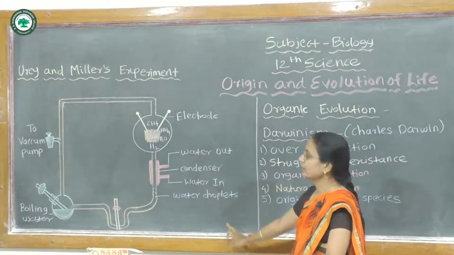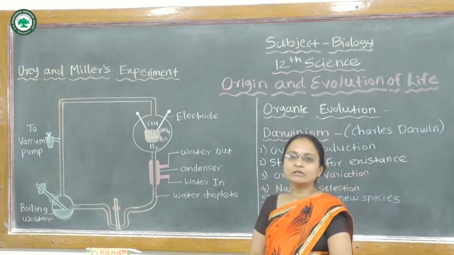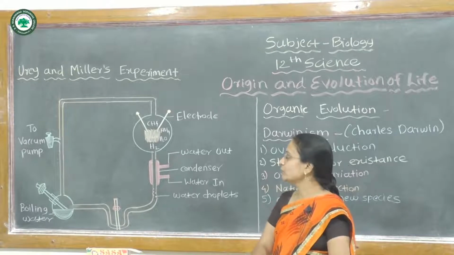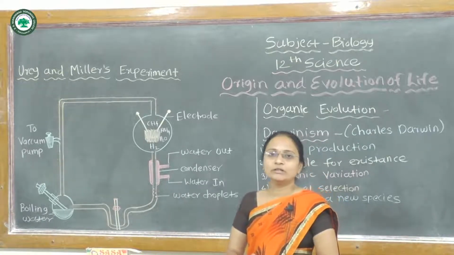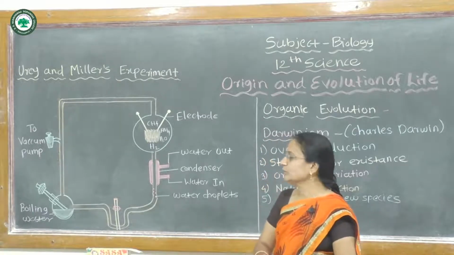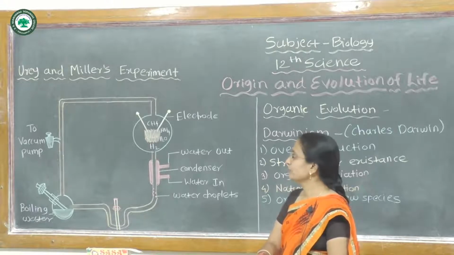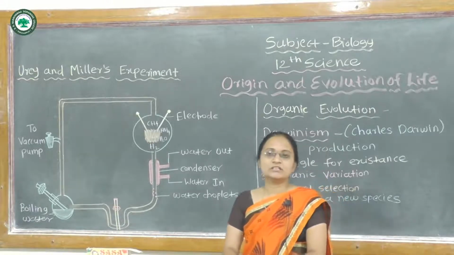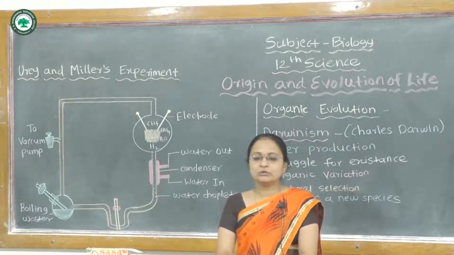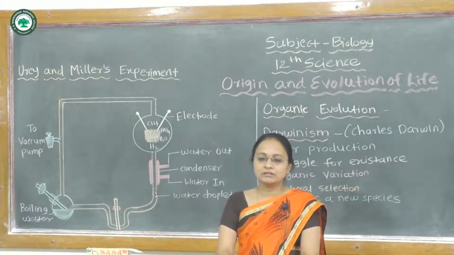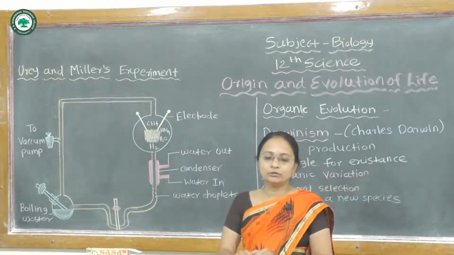This diagram shows the experimental setup of the Urey and Miller's experiment. It is a completely closed glass container. No other environmental substances can enter; the experimental setup is closed. Stanley L. Miller and his teacher Harold C. Urey showed the experimental setup and evidence in support of the chemical theory of evolution.